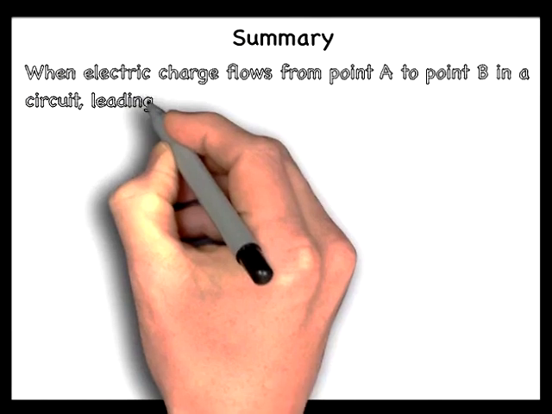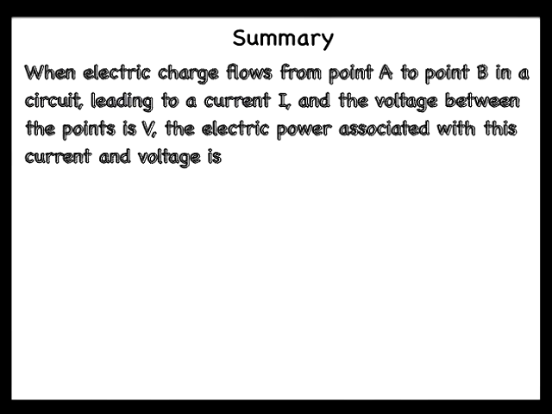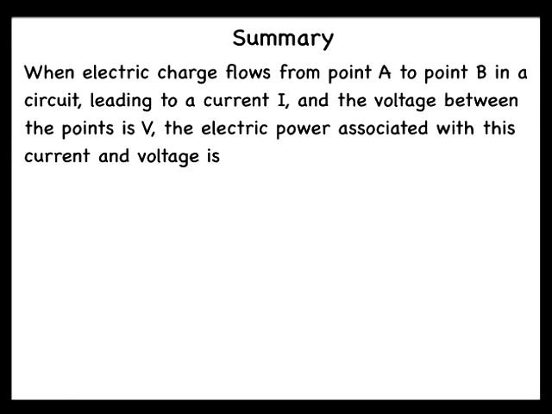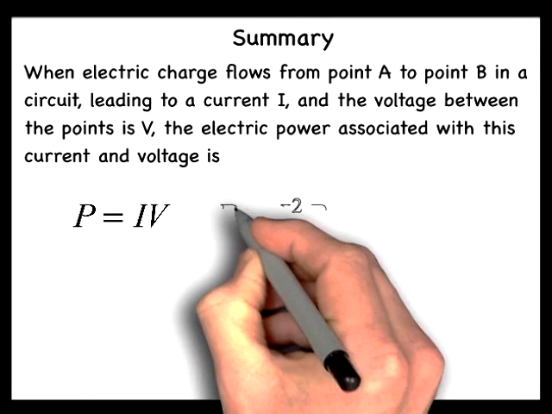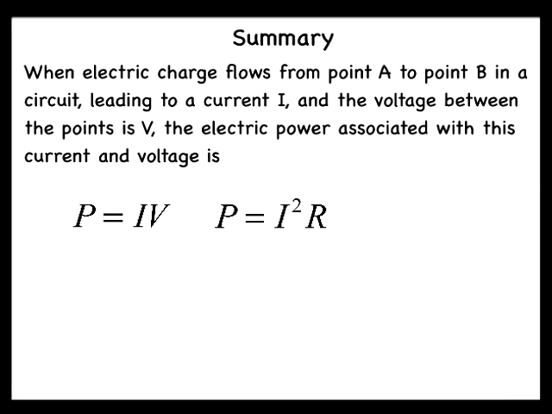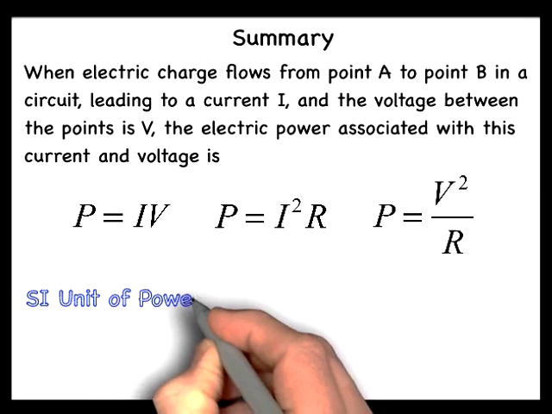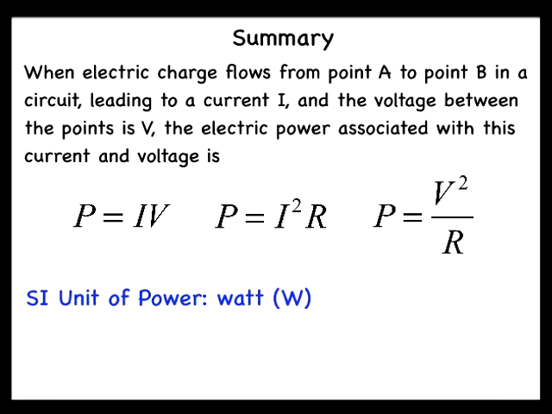In summary, when electric charge flows from point A to point B in a circuit, leading to a current I, and the voltage between the points is V, the electric power associated with this current and voltage is P equals I times V. We have two additional expressions for the power that explicitly contain the resistance: P equals I squared R and P equals V squared divided by R. Finally, the SI unit of power is the watt, which we can see from the equation P equals I times V is the product of an ampere and a volt.